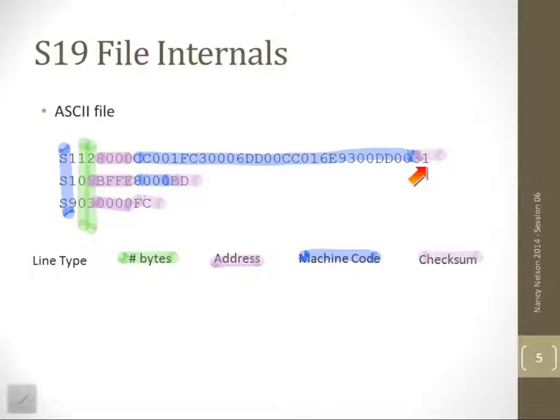So we have line types, we have number of bytes per line, we have addresses, we have machine code, and then finally a method of validating the transmission of our data.